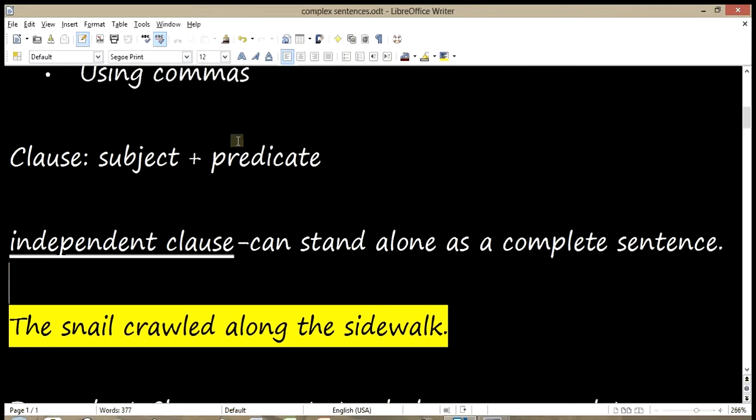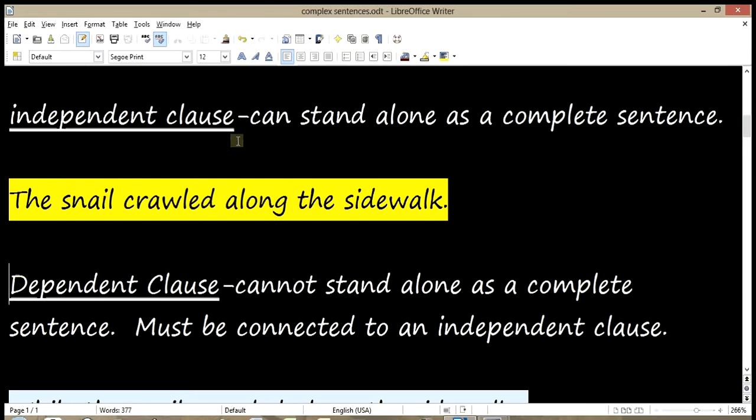The example that I provided for you is: the snail crawled along the sidewalk. We have a subject, the snail, and we have what the snail is doing, crawled along the sidewalk, that is the predicate. So that can stand by itself. It's an independent clause.